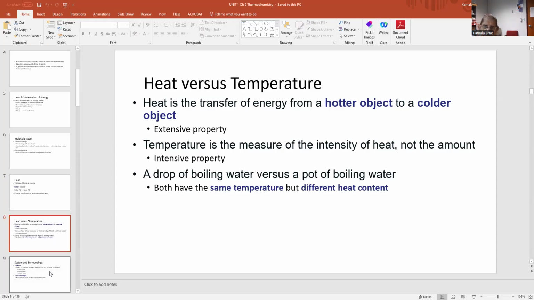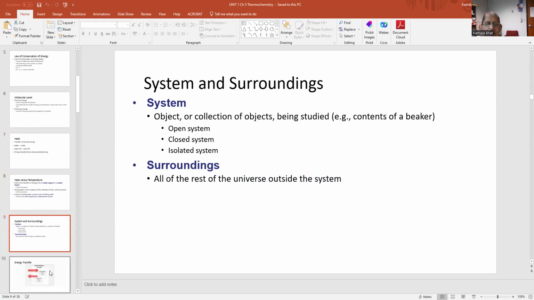Now, heat versus temperature. Heat is the transfer of energy from a hotter body to a colder object, and it is an extensive property. Temperature is the measure of the intensity of heat and not the amount. So temperature is an intensive property. A drop of boiling water versus a pot of boiling water: both have the same temperature, but different heat content.